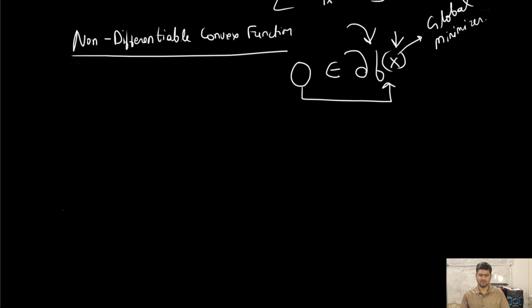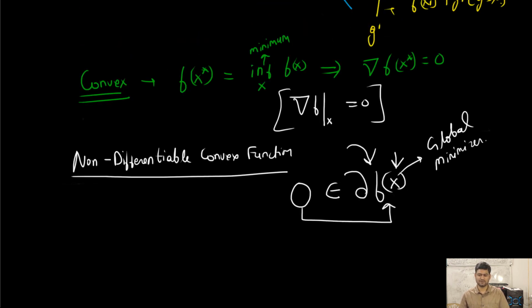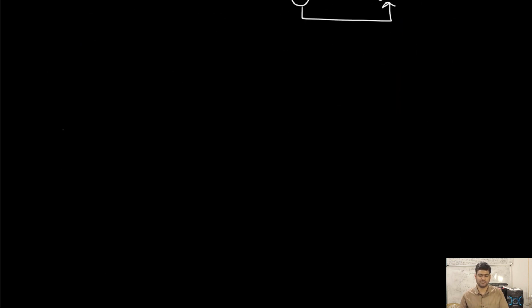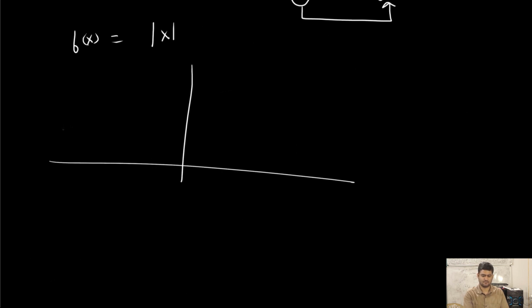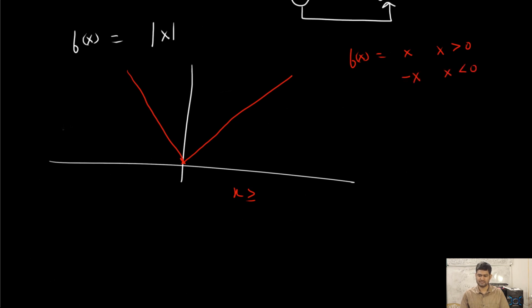So for any function that is differentiable, the subgradient is just replaced by the gradient. So there is a unique gradient at any given point. Whereas if the function is not differentiable, then at a single point there can be an infinite number of gradients. For example, we can consider a function f of x is the absolute value of x. So this function looks like this. We can write this function as f of x is equal to x for x greater than 0, negative x for x less than 0, and 0 for x equal to 0.